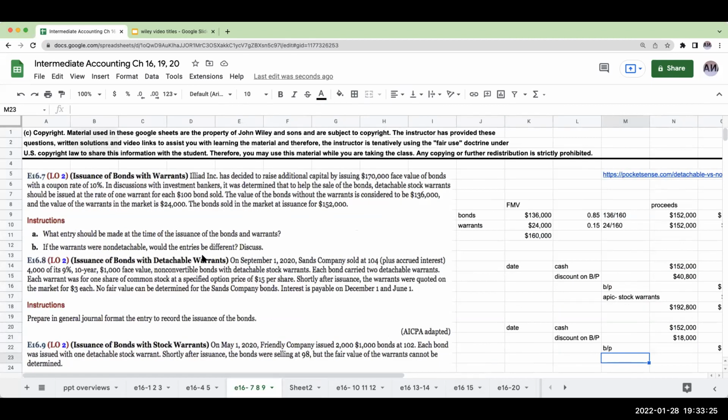The importance of something being detachable is that it can be sold as a separate security. If it's non-detachable, it's really a part of the value of the bond, so you have to buy the bond in order to get the warrants. So that is exercise 16-7.